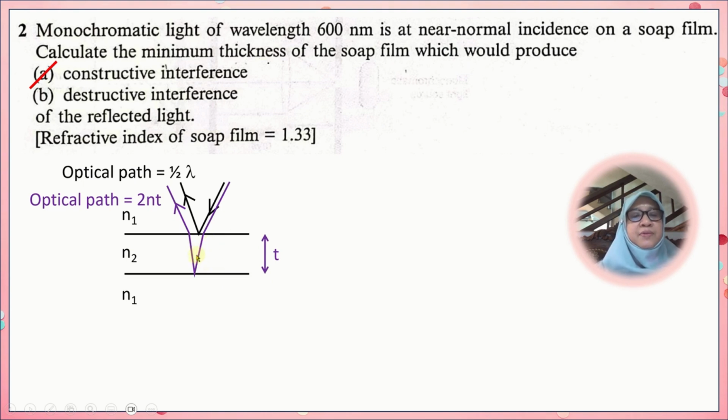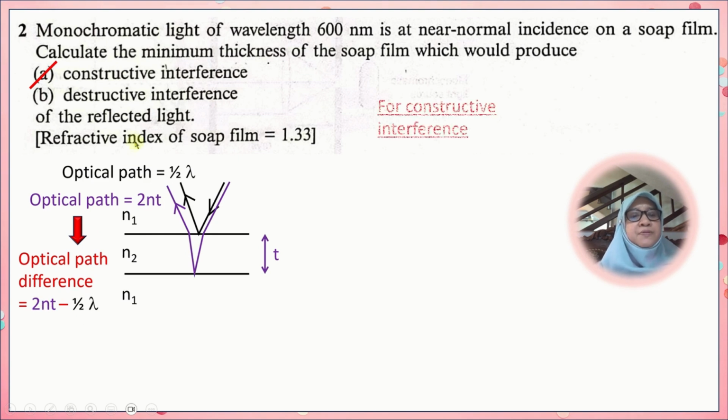to get the distance the light travels in the medium N2. But because this is near normal, we can just assume the optical path is 2nt. Double journey here. So the path difference between these two will be 2nt minus half lambda. Now for the first question, constructive interference.